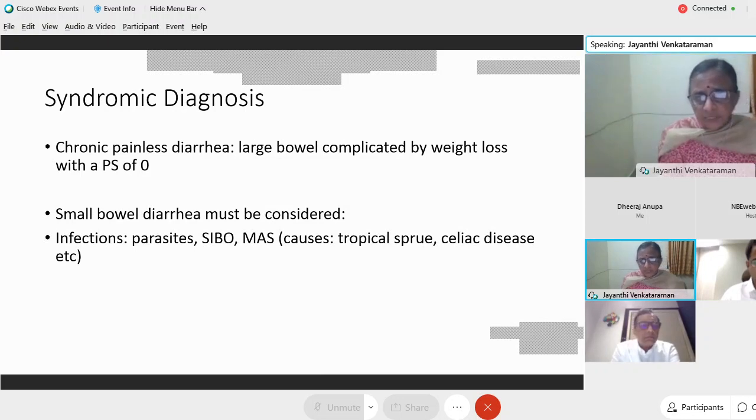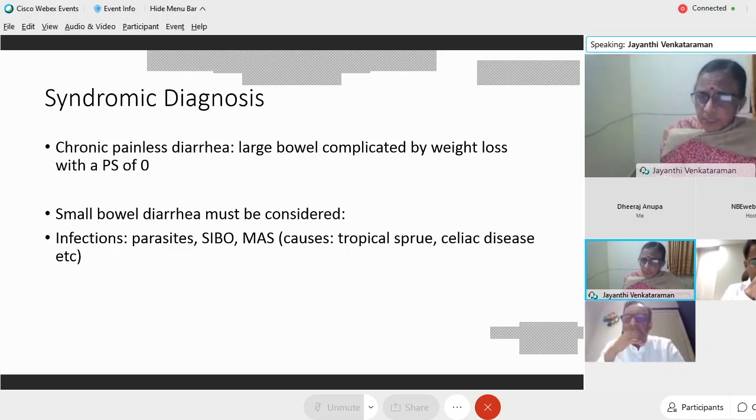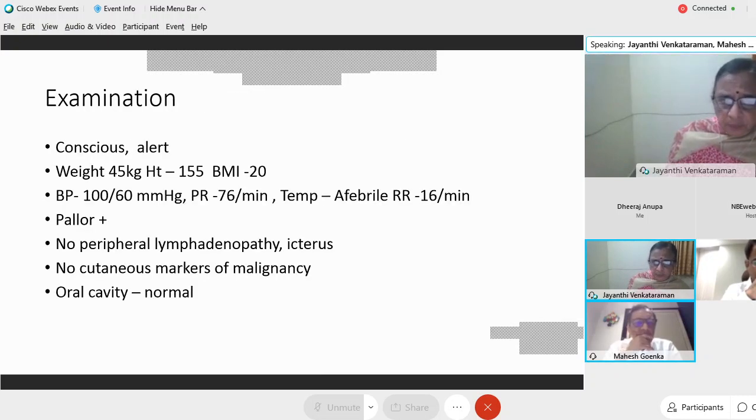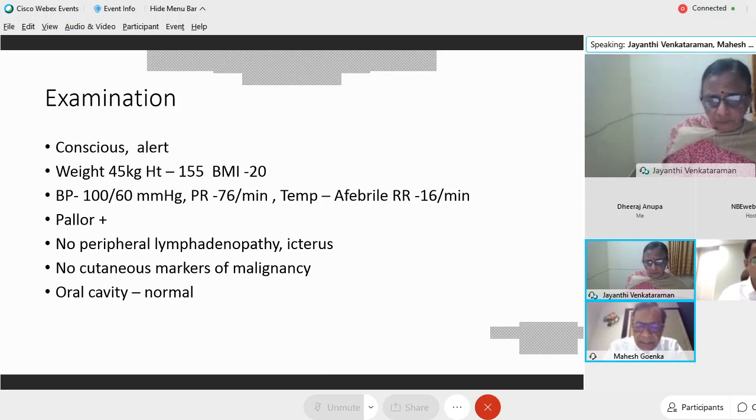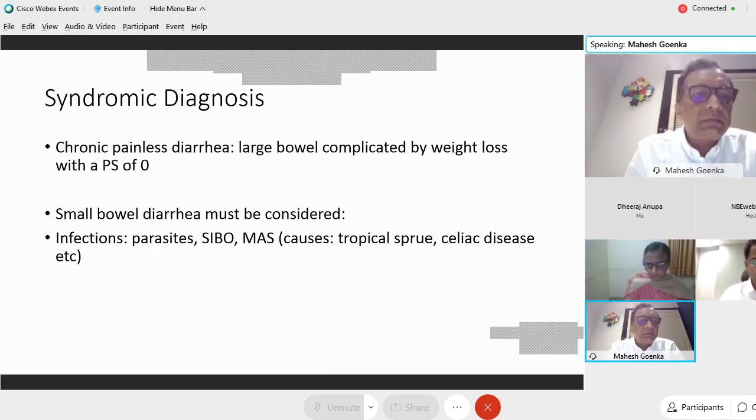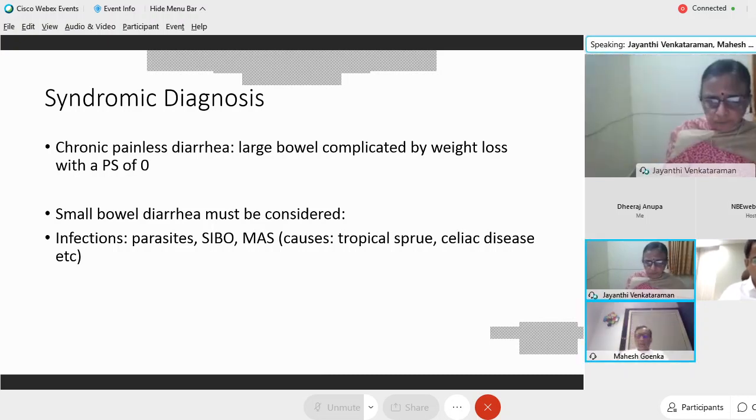So I classified it as chronic painless diarrhea, large bowel, complicated by weight loss with a performance scale of 0. For small bowel diarrhea, infections such as parasites, SIBO, malabsorption syndrome must be considered. This is the way I would discuss the case. Okay, just a clue to how you should proceed with the patient. Come on, move on. Examination. Can this be immunoproliferative small intestinal disease, IPSID? Yes, IPSID is an important differential.